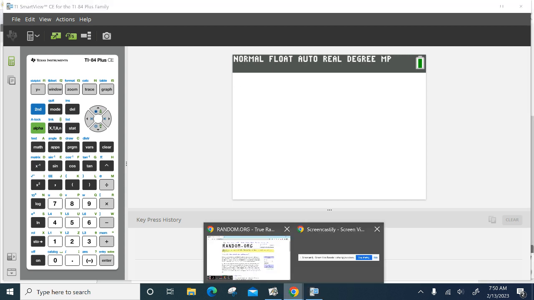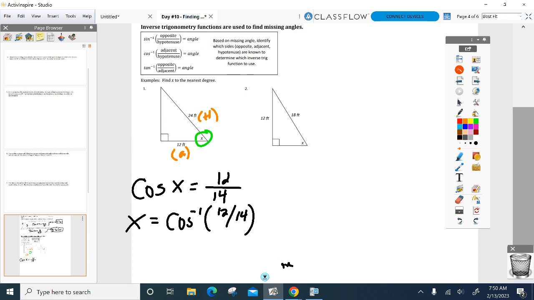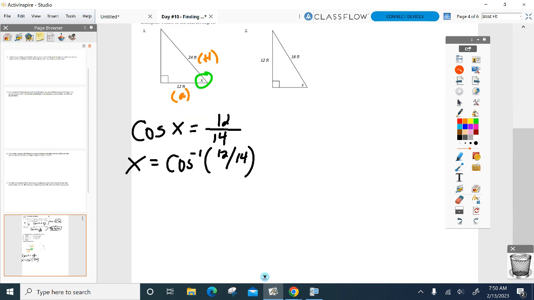Because we're finding what angle has a cosine of 12 over 14. So what we're going to do is go in reverse. So x equals inverse cosine of 12 over 14. We're going to ask the calculator, what degree has a cosine of 12 over 14?